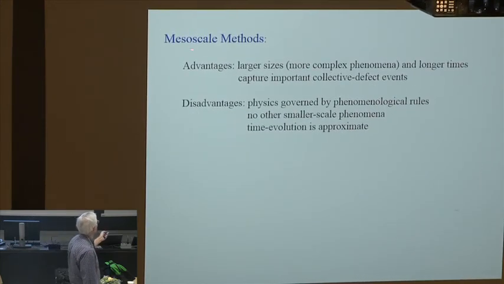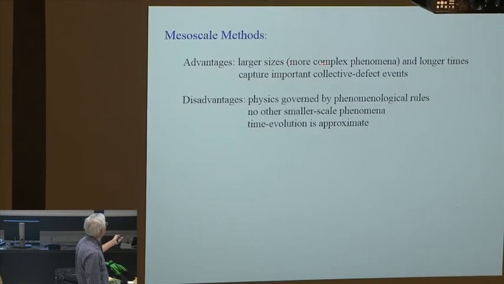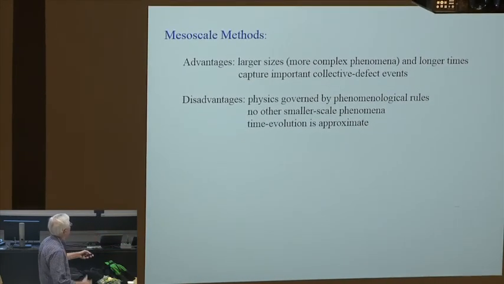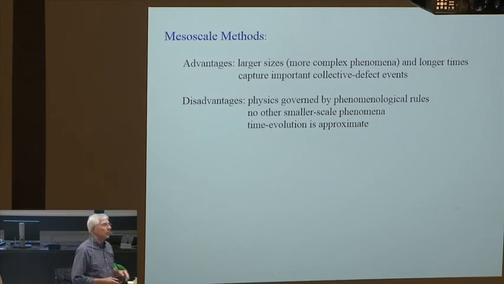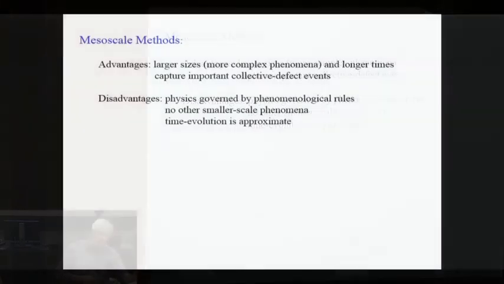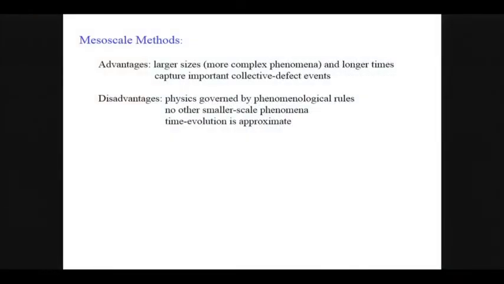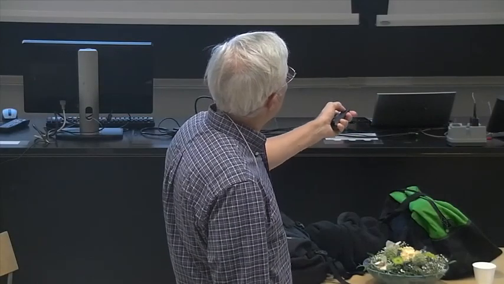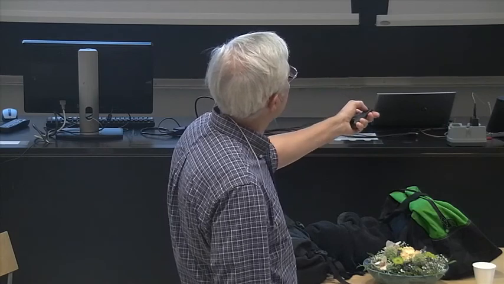So these have a lot of advantages. They're larger scales, more complex phenomena, and longer times. The disadvantages at the Mezzo scale are that the physics are governed by phenomenological rules, or you have to validate the phenomenological rules by smaller scale physics. The only things that can happen are what you put in, so nothing else can happen, and the time evolution is not as precise as it would be if you were following atoms.